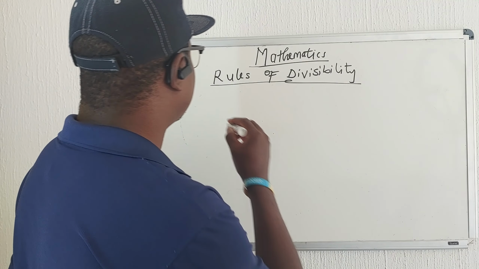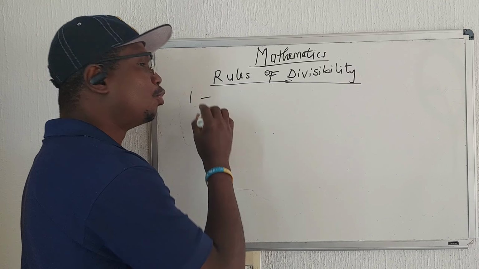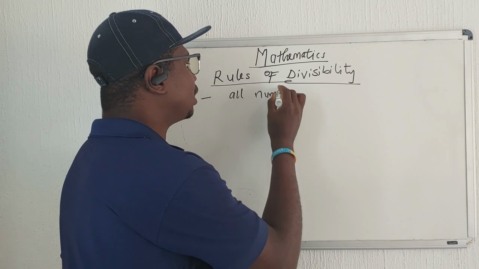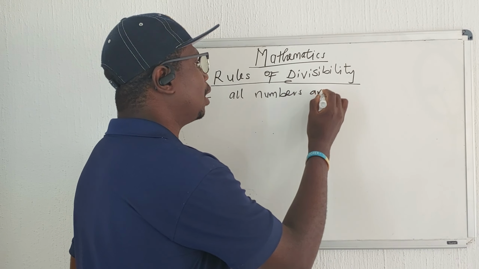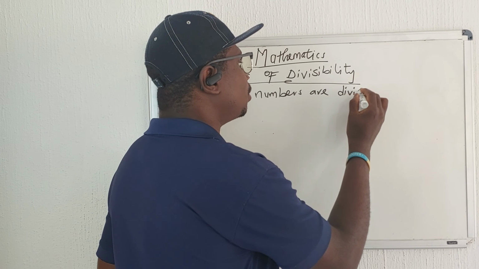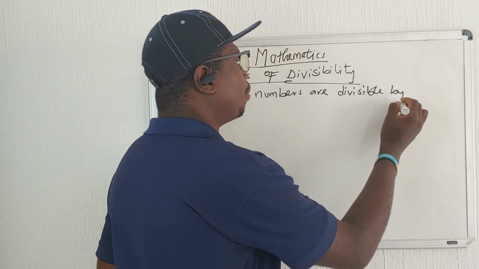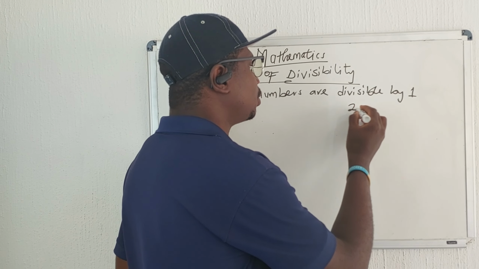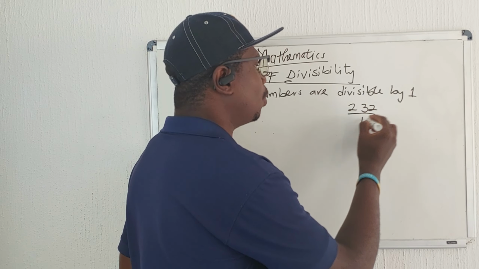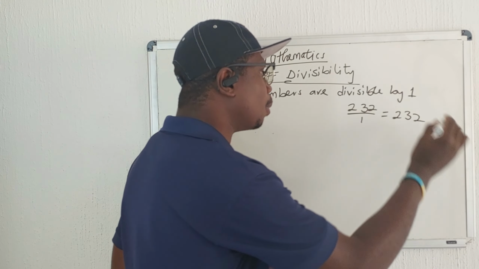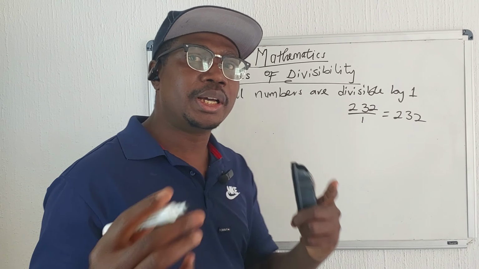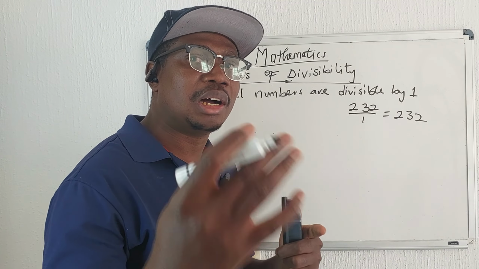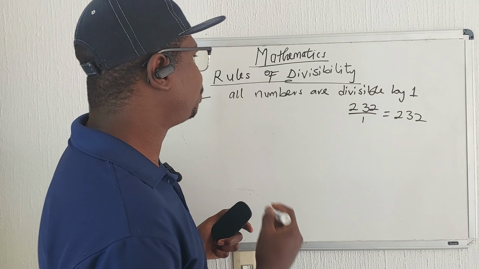Now, we're going to start with 1. For 1, all numbers are divisible by 1. So invariably, if we have 232 divided by 1, it is 232. So in essence, any number divided by 1, we're going to have that same number.